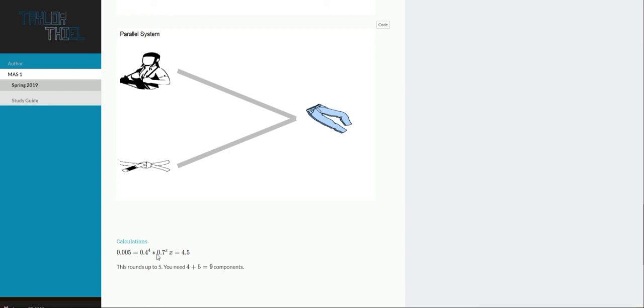I then want to add on the worse components, which have a probability of failure of 0.7, since they have a reliability of 0.3. I'm going to put them to the power of x, because I want to solve for how many of those components I need. Solving for x to get this failure rate of 0.005, I end up getting that x is equal to 4.5. So what this means is I need 4 of the type A component, the better component, and I need 4.5 of the worse component.